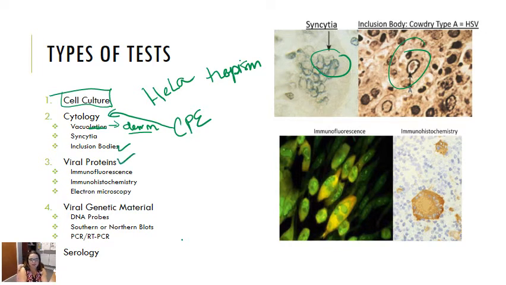Okay, you can also detect viral proteins. You can do this in a couple of ways. You can certainly do it by some form of immunofluorescence or immunohistochemistry, which I'm showing here. So this is basically just a fluorescent tag for a viral protein. It's showing up green. This is the same thing, just using chemistry instead of fluorescence.